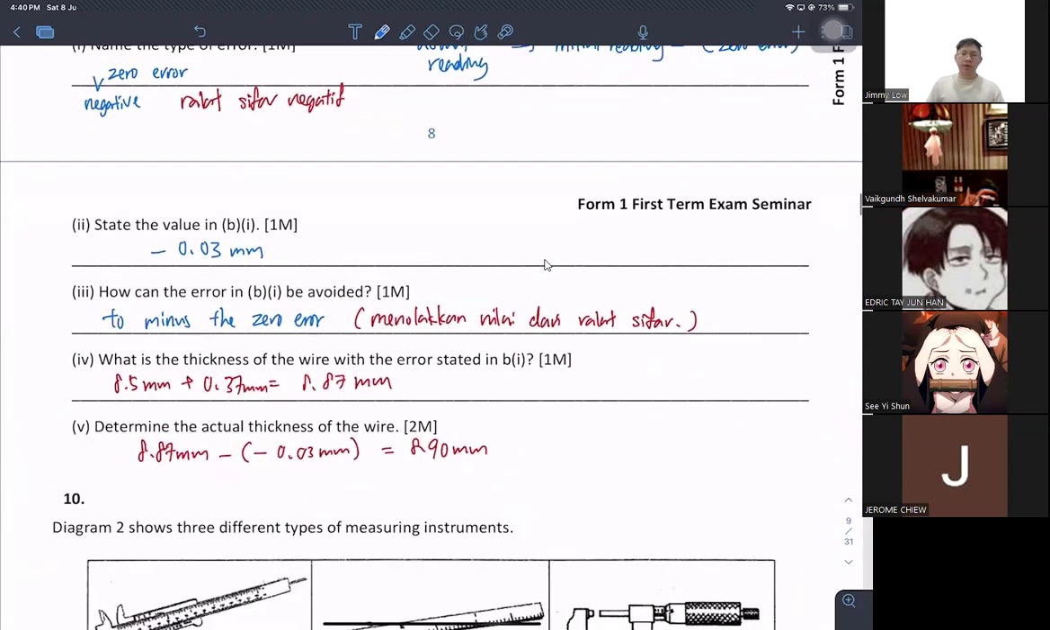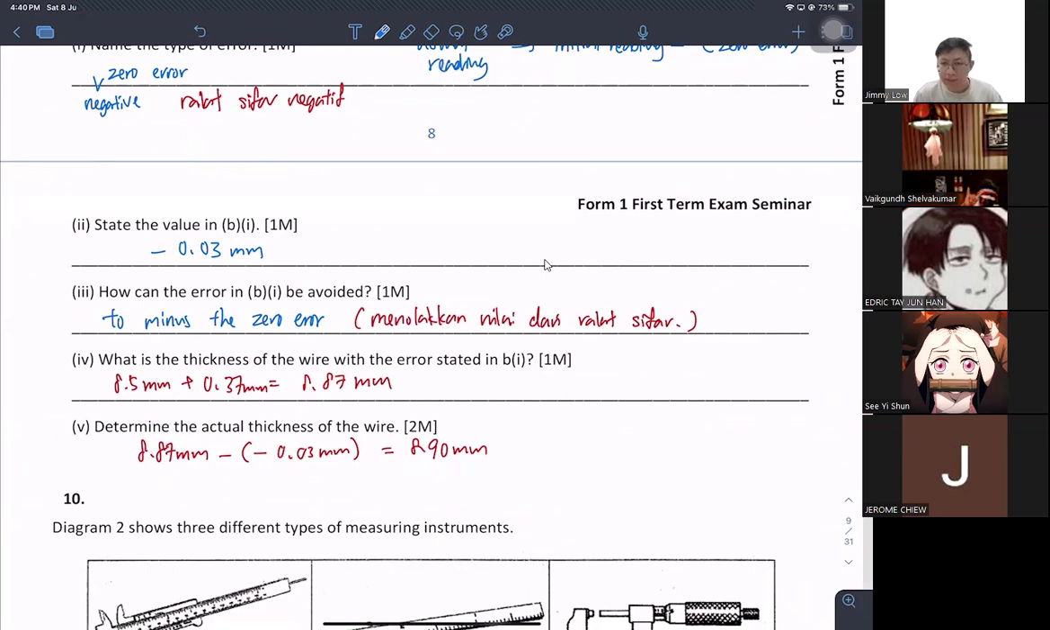So last question, where the question asks you how you are going to determine the actual thickness. As I said, because it is negative zero error, you have to add it back. So how are you going to add it back? We are going to use negative zero error. So minus, minus, negative, negative become positive. So in the end, the actual reading is 8.90 mm.